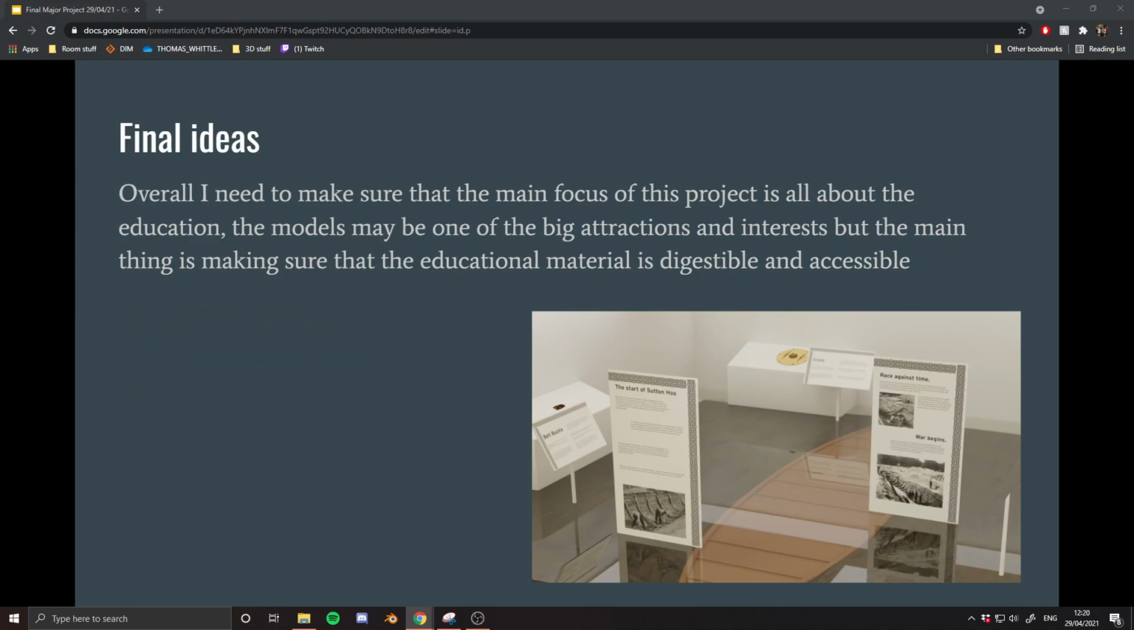Overall, I really need to make sure the main focus of this project is all about the education. The models may be one of the big attractions and interests, but the main thing is making sure the educational material is digestible and accessible.